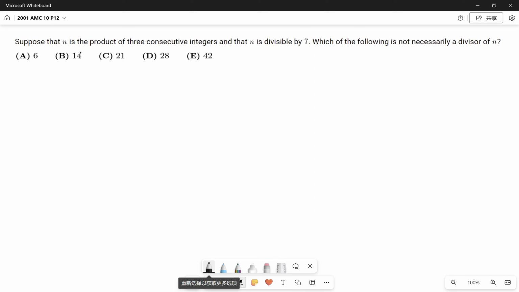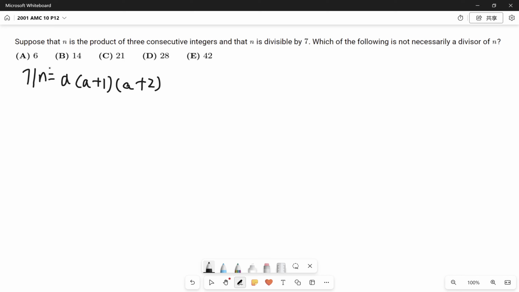So n is a product of three consecutive integers. So let's just say that the first integer was a. So we know that n is equal to a times a plus 1 times a plus 2. So let's just try the first option. And we know that n is divisible by 7. So is n divisible by 6? No matter what a is, no matter what n is, is n divisible by 6?